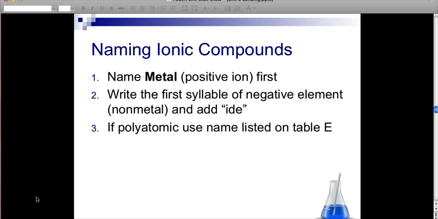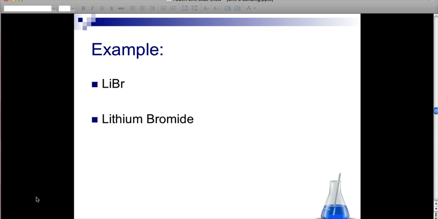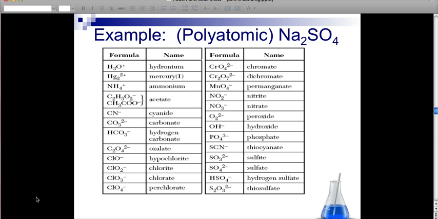Naming ionic compounds, you first need to name the metal, which is the positive ion, first. You will write the symbol of the negative element, which is typically a nonmetal, and change the ending to "ide." If a polyatomic is used, you will use the name that is listed on Table E in your reference packet. So for example, Li is lithium and bromine, so the bromine becomes bromide.